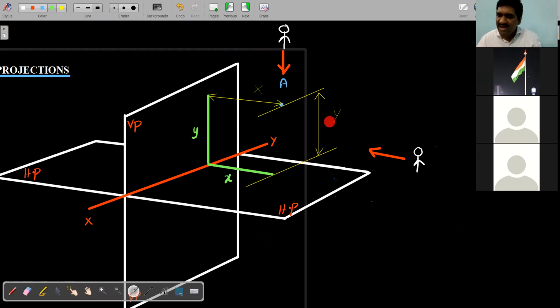Now in the front view you can see this Y only, but you cannot see this X.